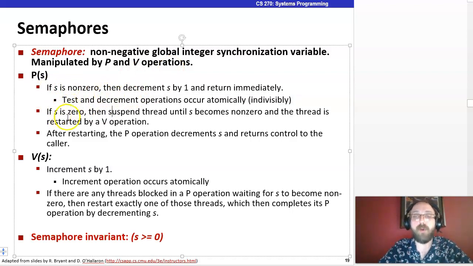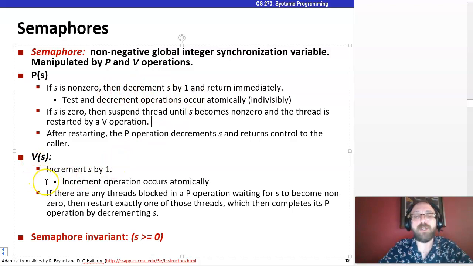So that's if the semaphore was non-zero. If it is zero, then, well, we are guaranteeing that it will never be negative, so we have to wait. So if it's zero, we'll suspend this thread until it becomes non-zero. And then when it becomes non-zero again, we will go on and restart this operation, decrementing and so on. Well, how would it become non-zero again if P only decrements? Well, that's what V is about.